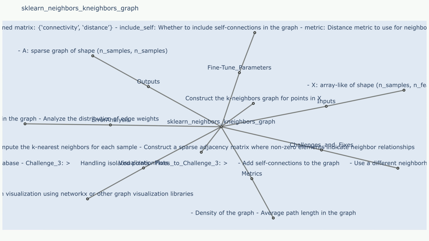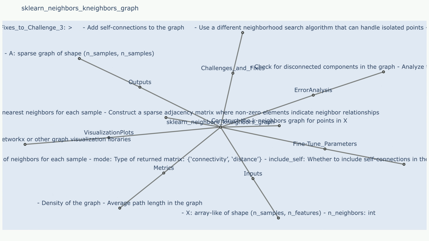This visualization can help identify clusters, outliers, and other structural characteristics. Fine-tune parameters. n_neighbors. Adjusting the value of n_neighbors directly controls the sparsity of the graph. A higher value leads to a denser graph with more connections, potentially capturing more global relationships. A lower value results in a sparser graph, highlighting more localized relationships.